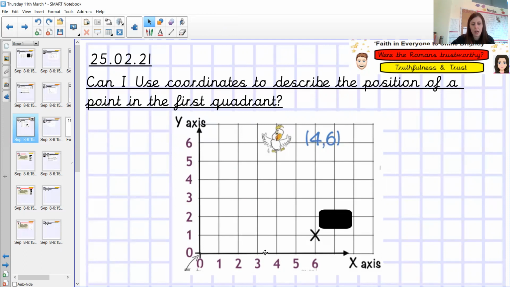Have a little pause now and think about where this cross is. Excellent, the cross is at 6, 1 inside my first quadrant.